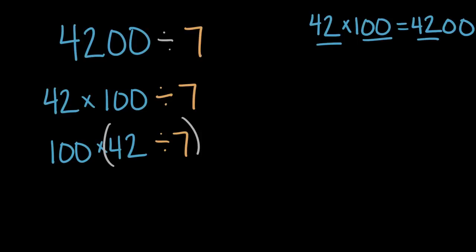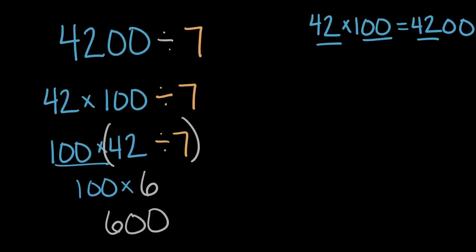42 divided in groups of 7 is 6. And bring down the 100 and the times sign. 100 times 6 is 600. So our solution going back up here to 4,200 divided by 7 is 600.